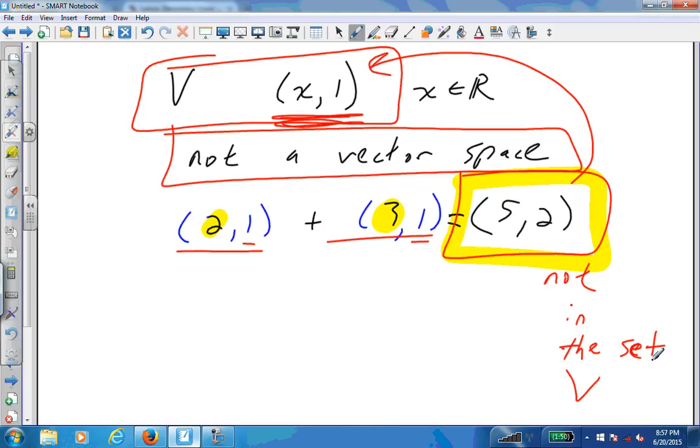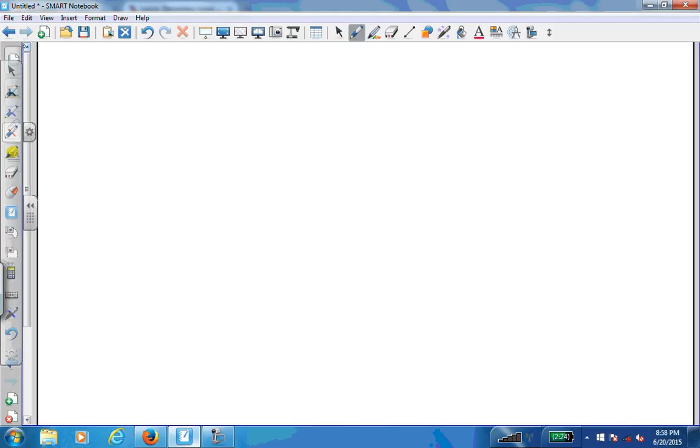So as long as all the things that we're adding together give us something of the same nature, then it's a vector space. But if we have some things that once we combine them can possibly give us something that is not like the rest, then that's not a vector space. Let's look at an example.